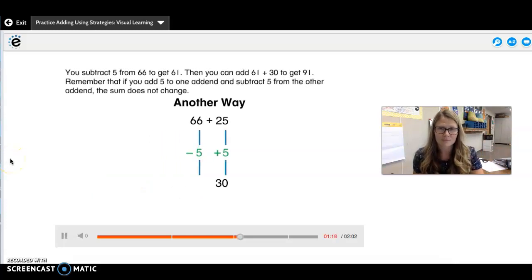You subtract 5 from 66 to get 61. Then you can add 61 plus 30 to get 91. Remember that if you add 5 to one addend and subtract 5 from the other addend, the sum does not change.